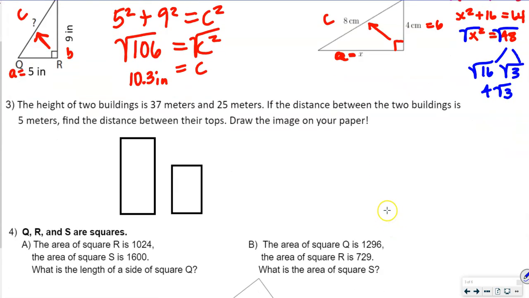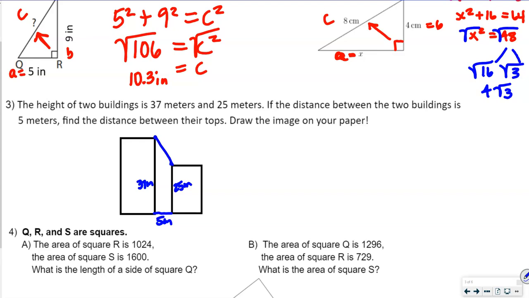The next one says the height of two buildings is 37 meters and 25 meters. So what I did is went ahead and drew two buildings. So I got 37 meters here for this side, and I got 25 meters there for that side. Then it says if the distance between the two buildings is 5 meters, so that's this right here, right? 5 meters. Okay, so then it says find the distance between their tops. So if I'm trying to find the distance between their tops, I'm talking about from here to there.